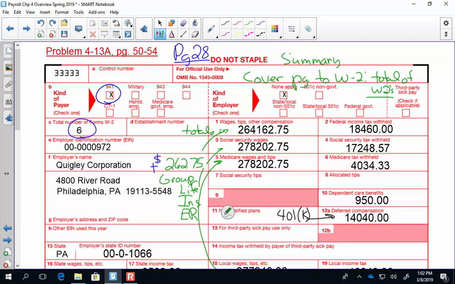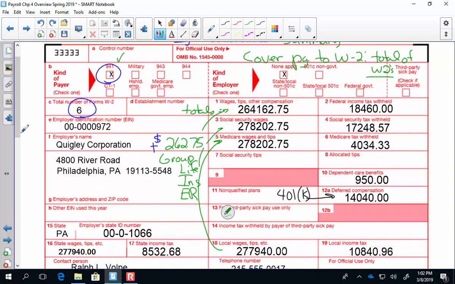This is a 941 type employer. There's 6 W-2s on problem 13. So basically, you're supposed to fill out all the W-2s for all 6 employees and total them up. And you'll know that this W-3 form matches, right, the W-2 form. So you just simply add up the 6 employees for each box and put the amount in.